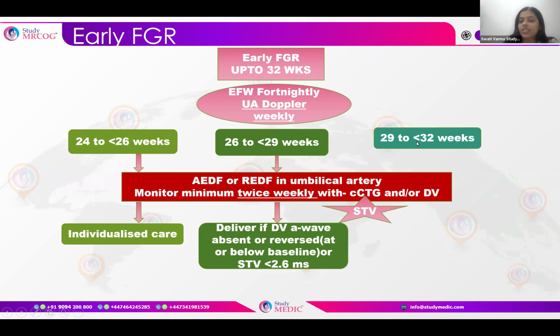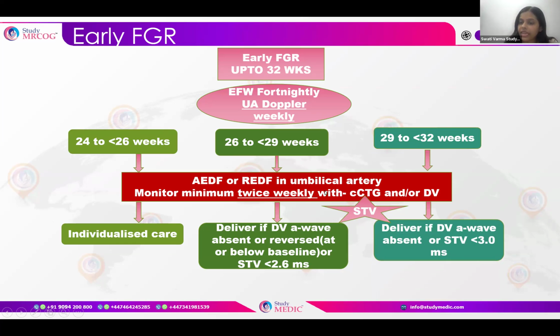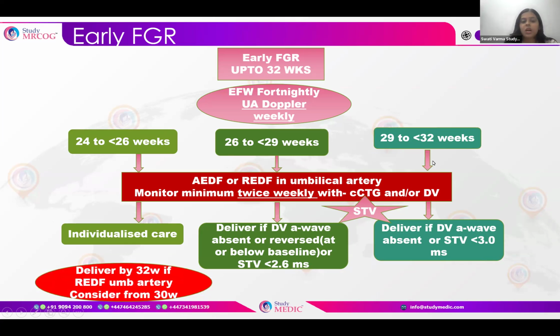Whereas between 29 to less than 32 weeks, deliver again if DV A wave is absent or reversed, or STV is less than 3 milliseconds. So here in between 30 is there, 29 to less than 32. So STV less than 3 milliseconds. You can have an idea about remembering through this. Now, they have divided early FGR into these three gestational age groups.